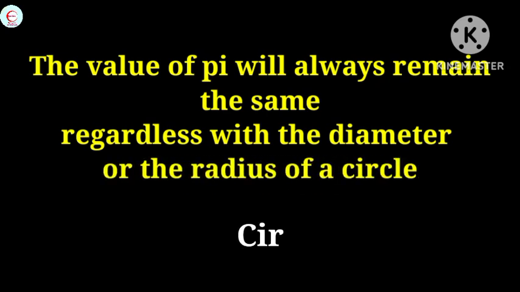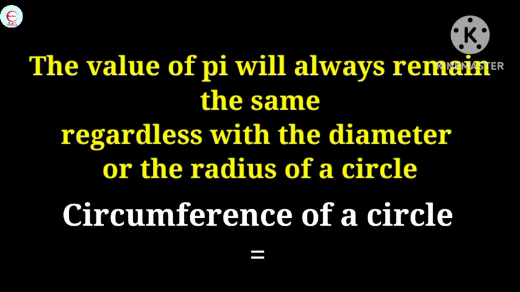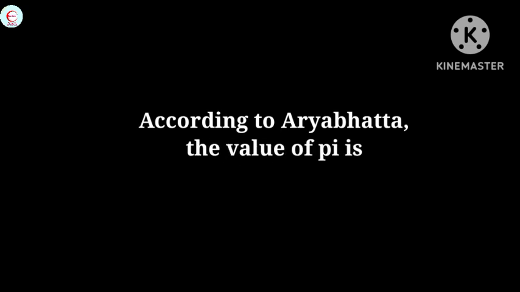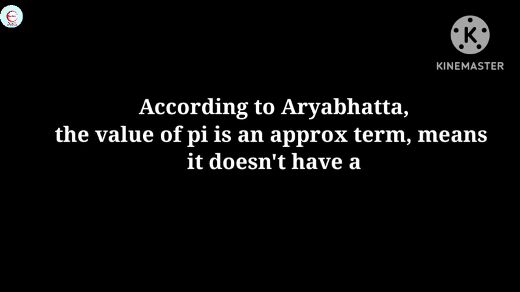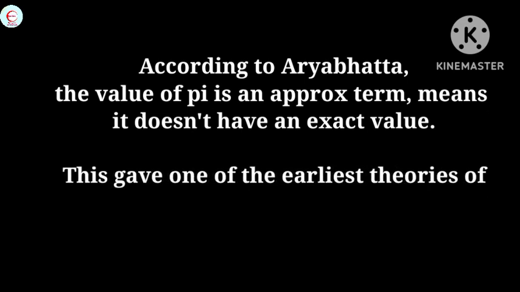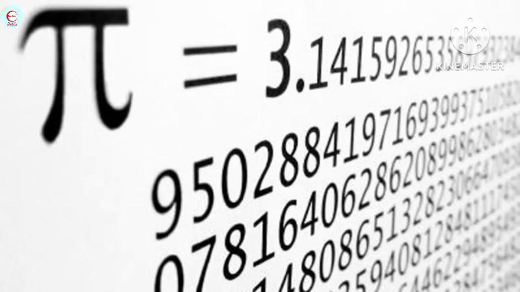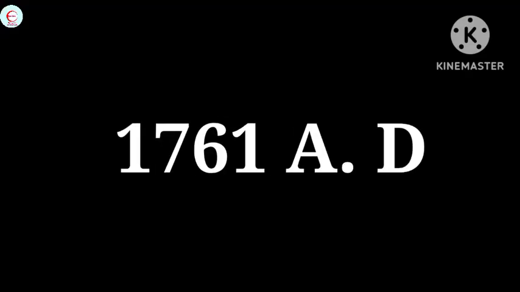The circumference of a circle is given by 2 pi r. The radius or the diameter changes, but the value of pi remains constant always. Also, he mentions the value of pi as "asanna", which means it is an approximate value. It cannot have an exact value. This makes it one of the earliest theories of irrational numbers. And hence, pi is also an irrational number, which was however proved by Lambert centuries later in 1761.